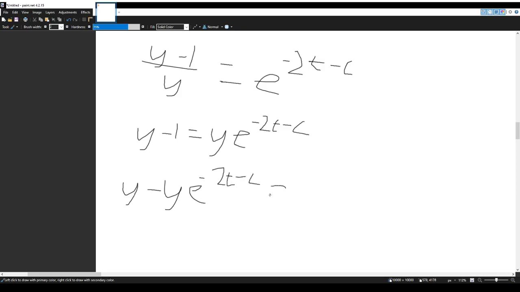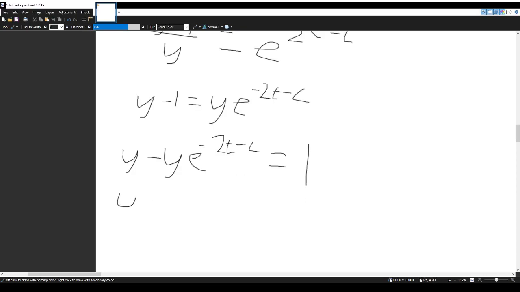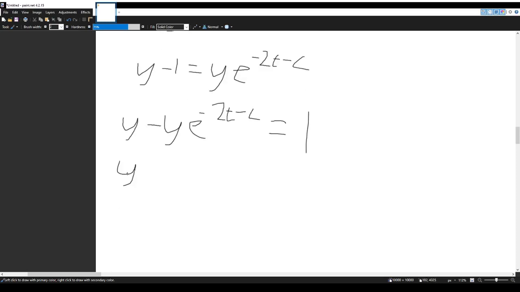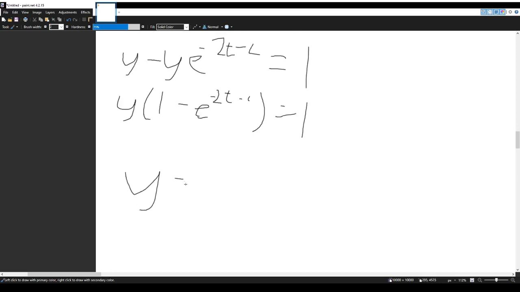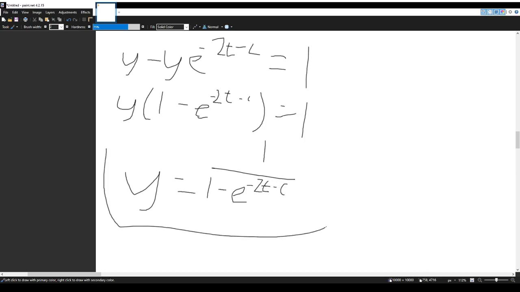So y minus y e to the negative 2t minus c equals 1. Factor out the y, we're almost there, don't worry, although there's another step, I'm not going to lie to you. So that'll be y times (1 minus e to the negative 2t minus c) equals 1. And then finally we have y by itself. We have y equals 1 over (1 minus e to the negative 2t minus c). Okay, and yeah, we're done.